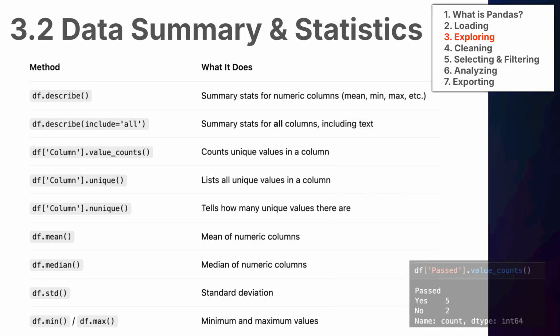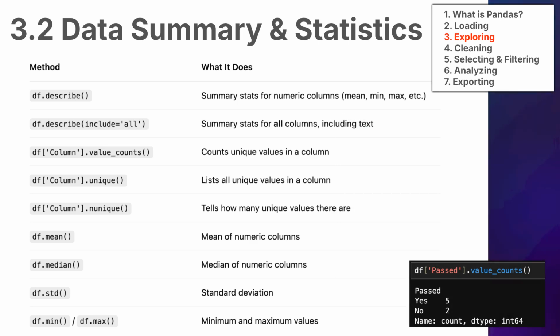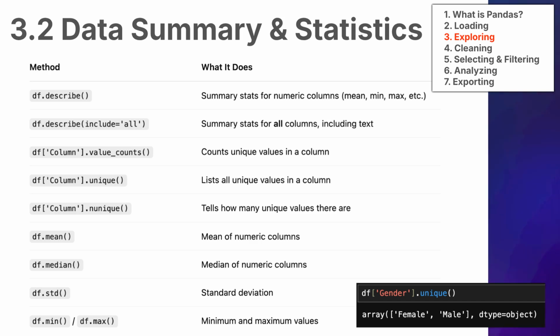Next, value counts. This shows how many times each value appears in a column. In this case, it's useful to understand distributions between pass, yes or no. Next, unique. It shows all the distinct values in a column, in this case female and male.